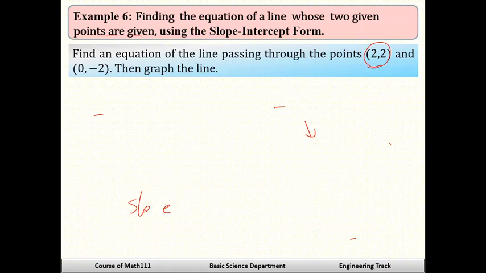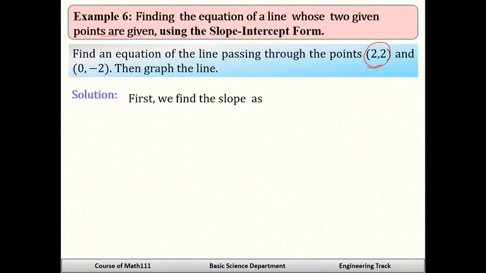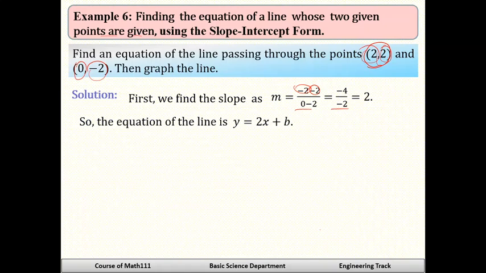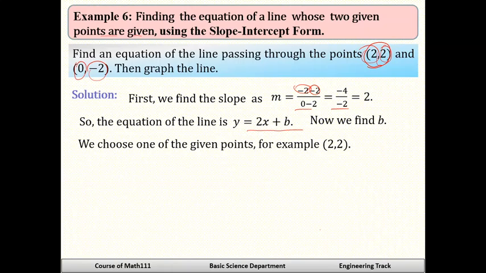Okay, let's see how it's solved here in the slide. We already solved it, but let's see. It says, first let's find the slope. It says minus 2 divided by 0 minus 2. We have plus 2 slope, and the line equation is 2x plus b. And now we find b, so we can put one of the points on the line. So these are the points on the line. So you can use any of them.